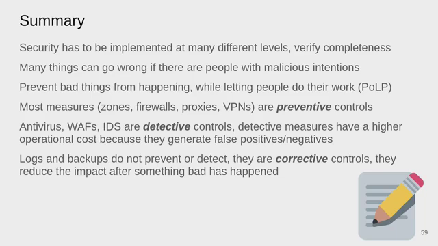Most measures, such as zones, firewalls, proxies, VPNs, and so on, are preventive, right? They are trying to prevent illegal access. Antivirus, web application firewalls, IDS, and so on, they are detective controls. They give you a signal that something bad is happening, and often require humans in the loop to act on this information. So you need to design your security operations in a way so that you can react.